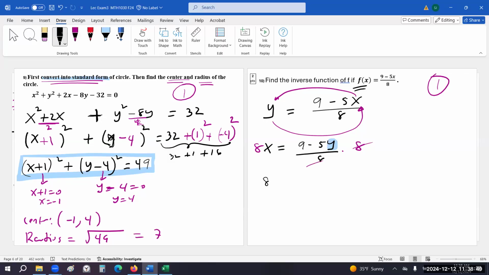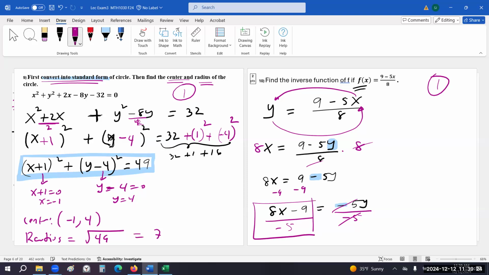Alright, so we don't want the denominator, so we cancel. 8x equals 9 minus 5y. Subtract 9. And then people make a common mistake. No, you have to divide by... 8x minus 9 is negative 5y. Many of you forgot that. You forgot your negative sign. It's not 5y what is left. It's negative 5y what is left. So you need to divide both sides by negative 5, not only 5. Whatever you get, that's your inverse.